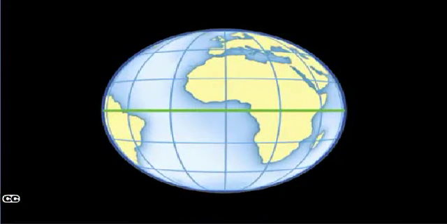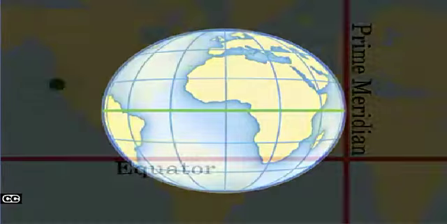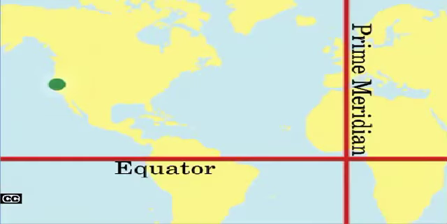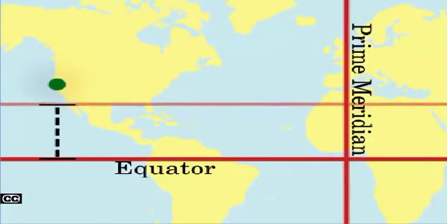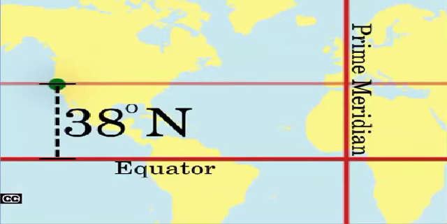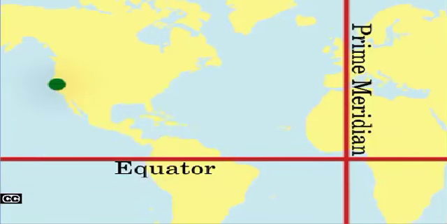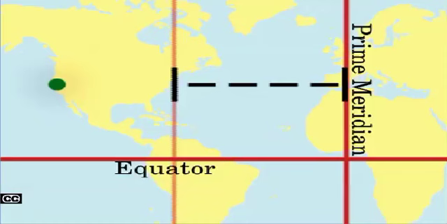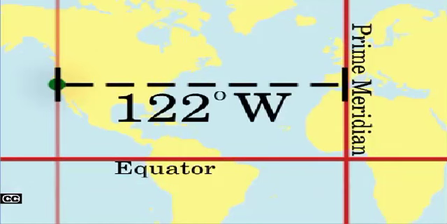Let's do latitude first. There's the equator, and there's San Francisco. It looks like San Francisco is about 38 degrees north of the equator. Next, we'll find its longitude. There's the prime meridian, and there's San Francisco. What's its longitude? If you said 122 degrees west of the prime meridian, you're right.